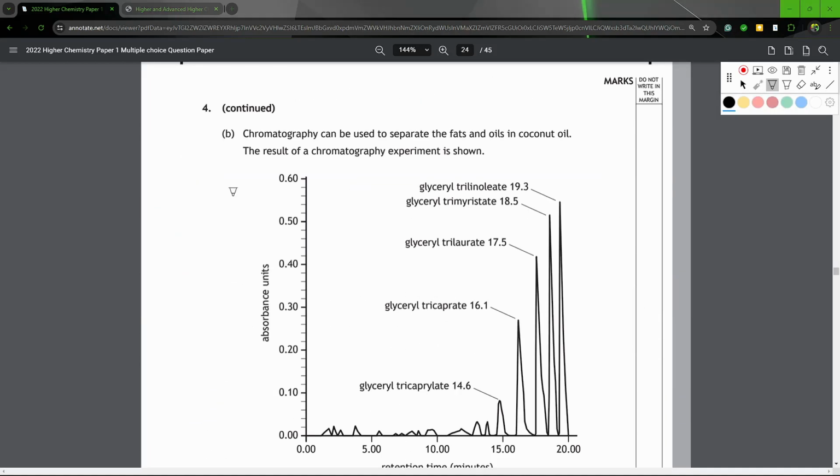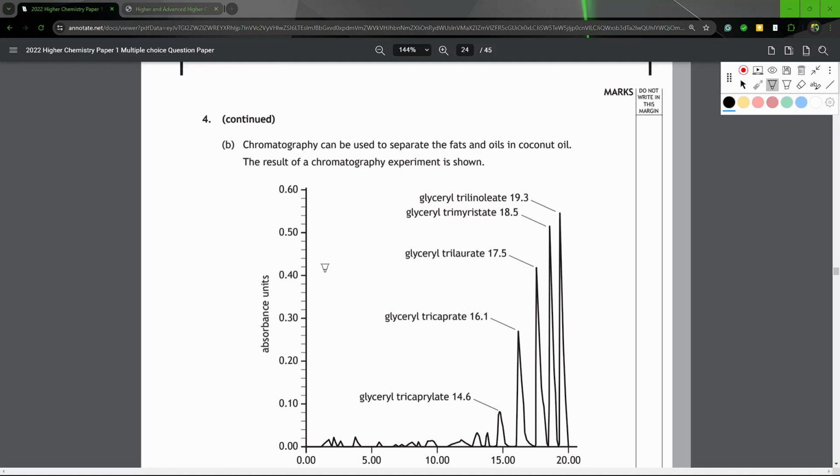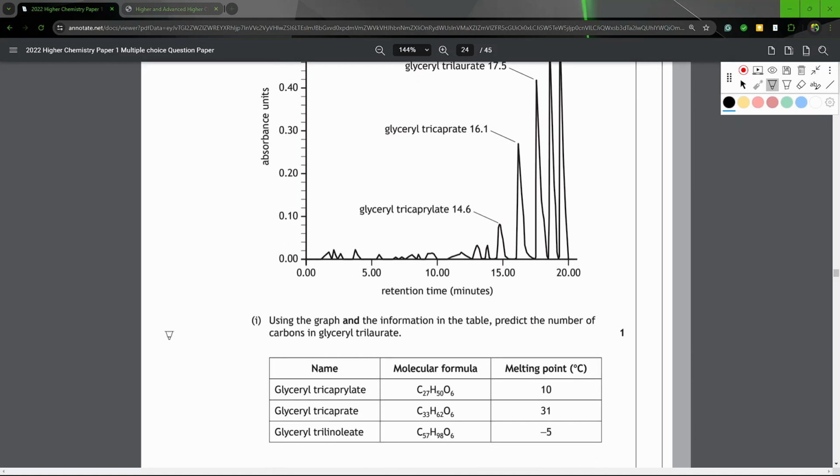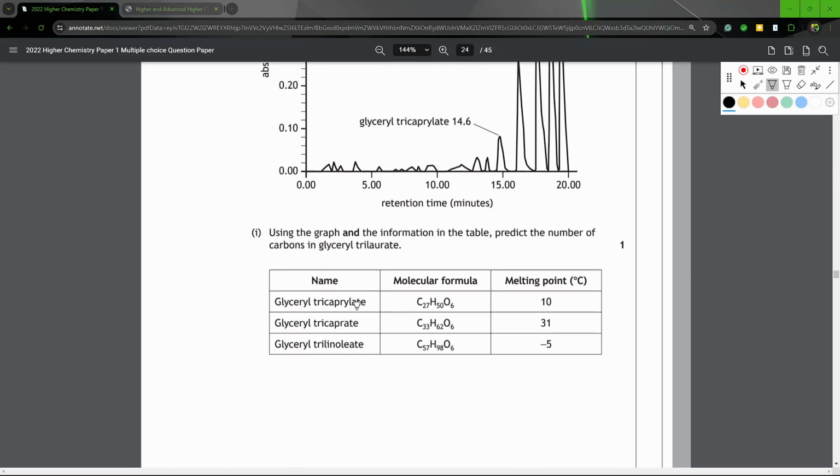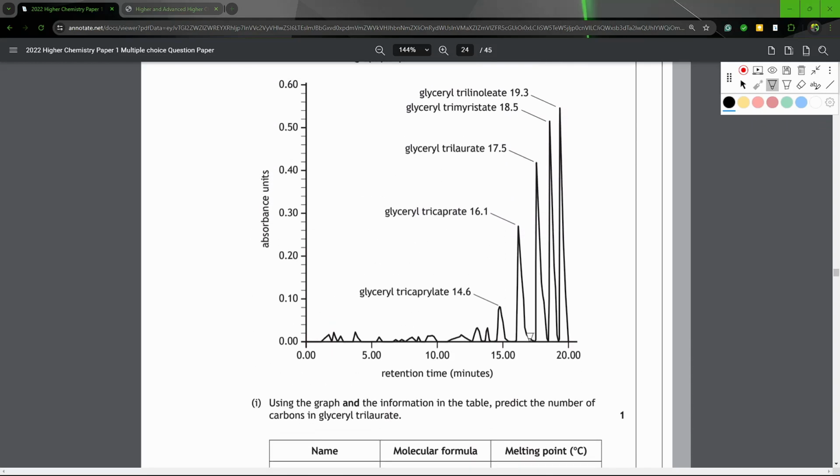Right, I'll move on to 4b. Chromatography can be used to separate the fats and oils in coconut oil. The results of a chromatography experiment are shown. We've got this rather unpleasant looking graph here. Using the graph and the information in the table, predict the number of carbons in glyceryl trilaurate. So don't worry, they're actually quite lenient in this one. They accept a pretty wide range because this one is actually fairly difficult.